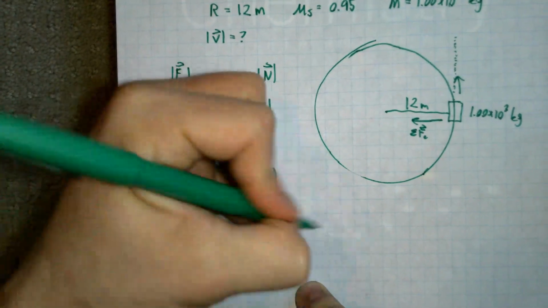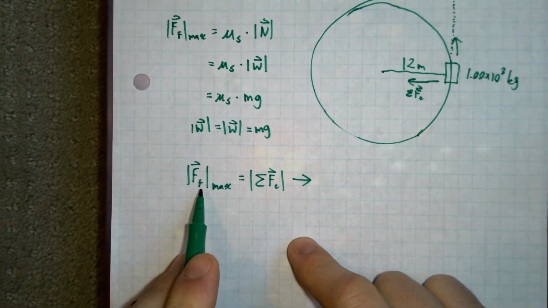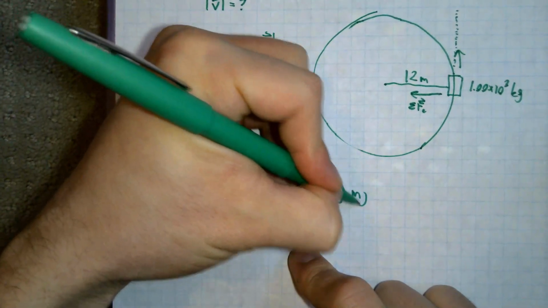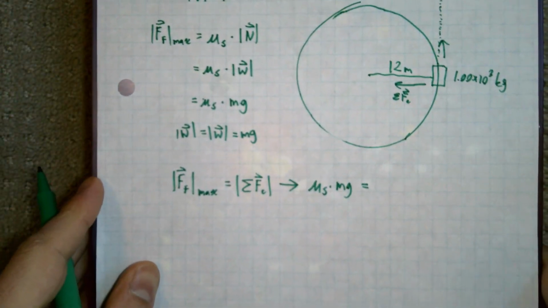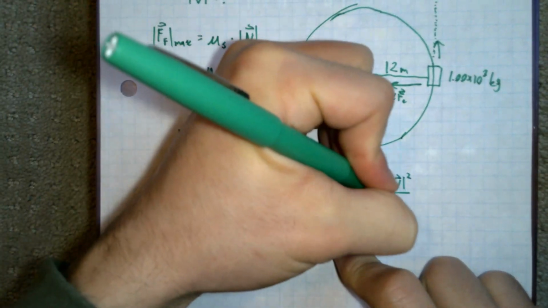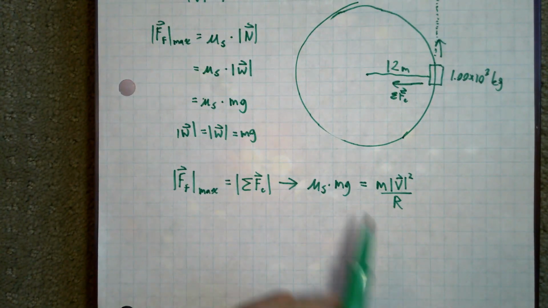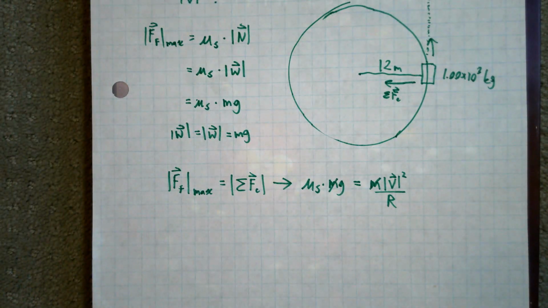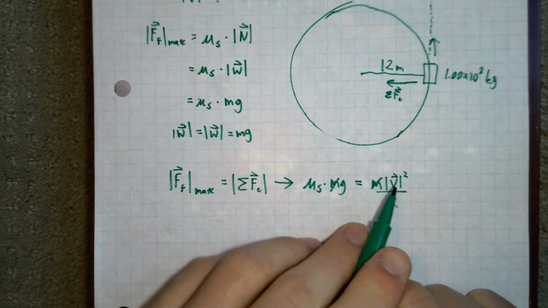I'll now substitute this over. We just found that our static frictional force, the maximum value that it can take, is mu of s times mg. So mu of s times mg is equal to the magnitude of the centripetal force, which must be mass times velocity squared divided by r. Mass times speed squared divided by r. We can see that common to both sides of this equation is the mass. So it doesn't matter what the mass of the car is. All that matters is the static frictional coefficient, gravity, the speed, and r.